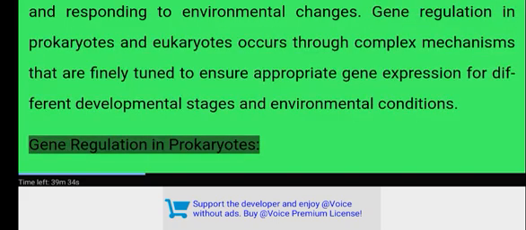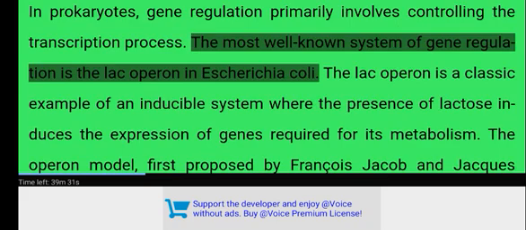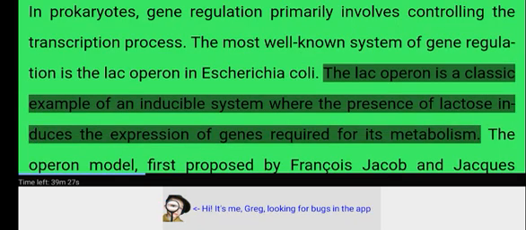Gene regulation in prokaryotes. In prokaryotes, gene regulation primarily involves controlling the transcription process. The most well-known system of gene regulation is the lac operon in Escherichia coli. The lac operon is a classic example of an inducible system where the presence of lactose induces the expression of genes required for its metabolism.